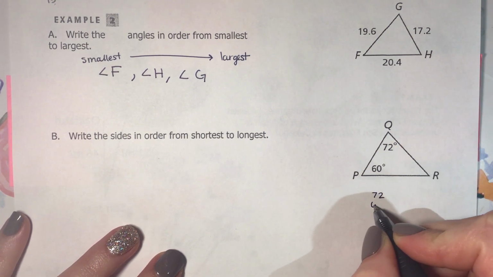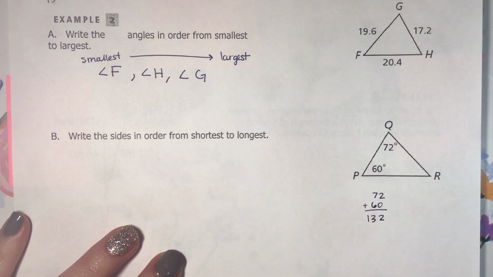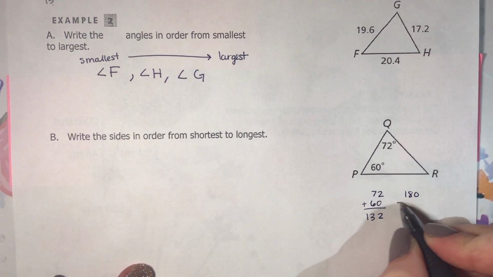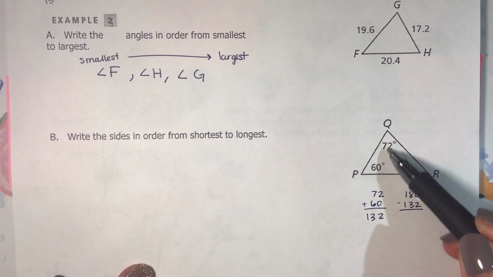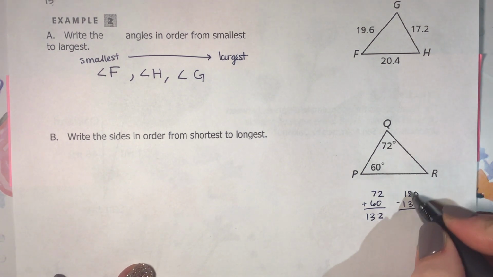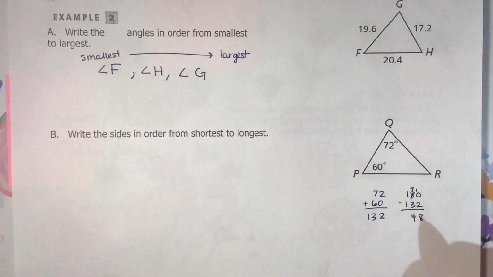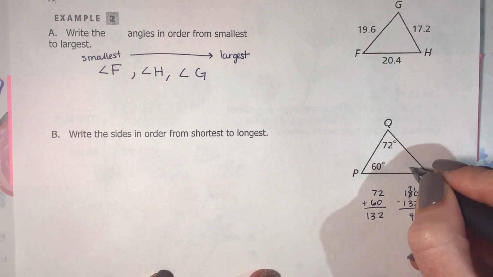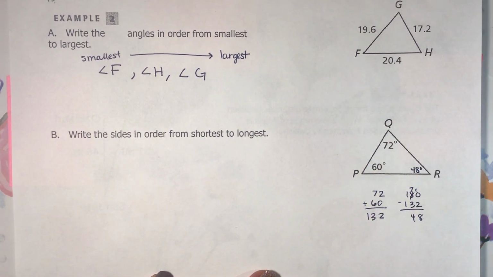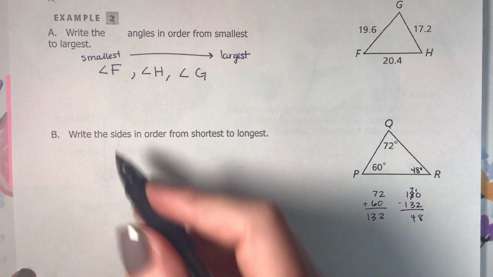So I'm going to add 72 and 60 together, and that's going to get me 132. Then I'm going to take 132 subtracted from 180 because I know that the three angles inside any triangle add to 180. So that is going to get me 48 degrees. So now I can put in 48 degrees right here because now I know that this angle must be that, so all three of these add to 180. Okay, so now it says write the sides in order from shortest to longest.